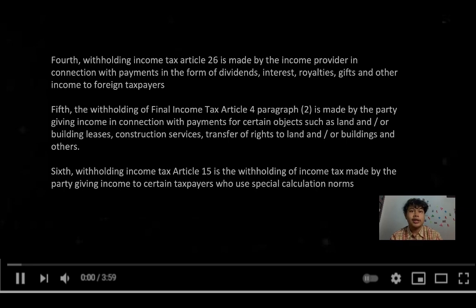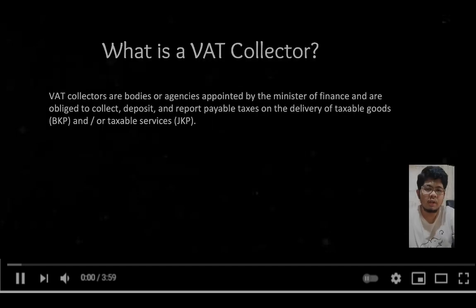income tax. On the other hand, if the WP receives income which is the object of Article 15 income tax withholding and the provider of income or the employer is also withholding Article 15 income tax, then the income received will be deducted from Article 15 income tax by the cutter. However, if the taxpayer receives income which is the object of income tax Article 15 and the party providing the income is an individual or not a deductor, then the WP is obligated to pay the Article 15 income tax by themselves. Okay, now I'm going to explain about VAT collectors.